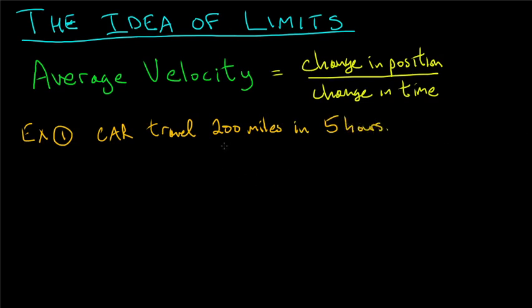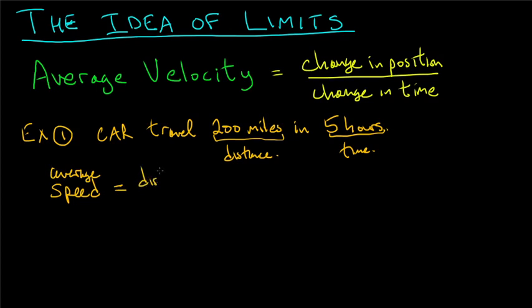So we have our change in position. In this case, you can call that the distance. That's how far we traveled. And the 5 hours is the time. So just divide the distance by time. In fact, we'll just call that the average speed. So distance divided by time. So 200 miles divided by 5 hours gives us 40 miles per hour.